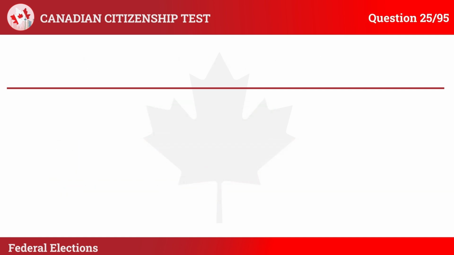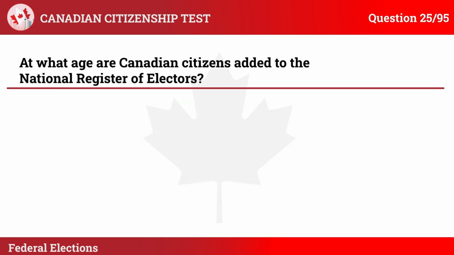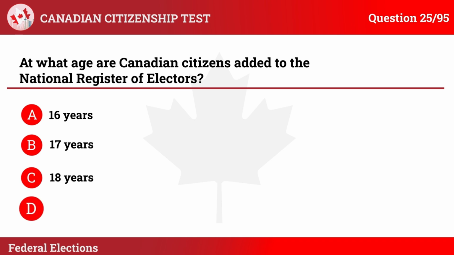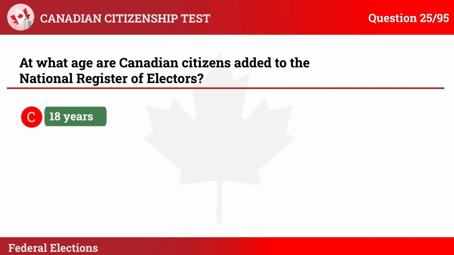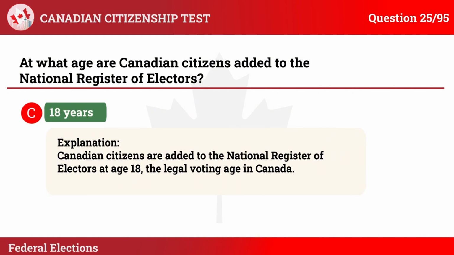Question 25. At what age are Canadian citizens added to the National Register of Electors? A. 16 years. B. 17 years. C. 18 years. D. 19 years. The correct answer is C. 18 years. Explanation: Canadian citizens are added to the National Register of Electors at age 18, the legal voting age in Canada.